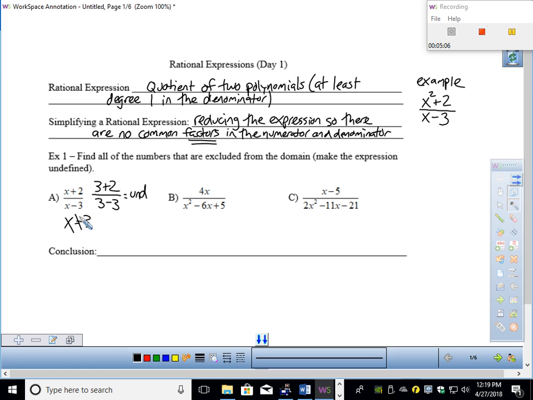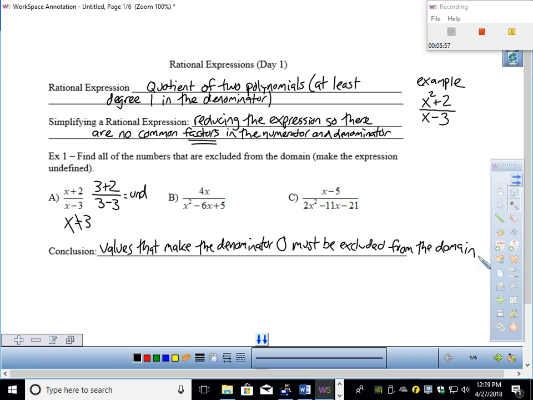So I guess the conclusion, and then we'll quickly do B and C, the conclusion really very simply is this. Values that make the denominator 0 must be excluded from the domain. So put that in place if you would, and then we'll check that out in just a sec on B and C. So excluded from the domain.